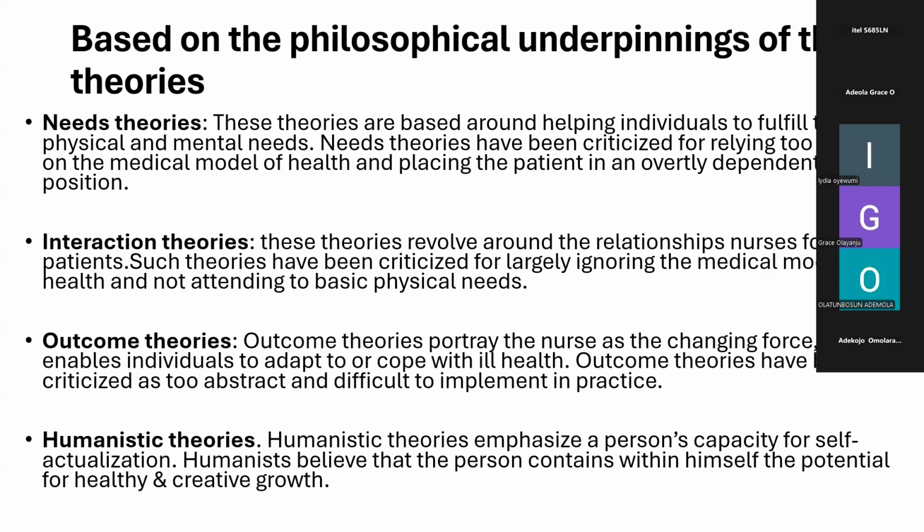We've talked about King's. King is an outcome theory because King tells us that the nurse will be there to initiate that interaction, and then there will be action, reaction, transaction taking place. That is an outcome theory. Another example of an outcome theory where the nurse is the changing force that drives the process to bring about a change that helps the individual to adapt or cope with ill health.